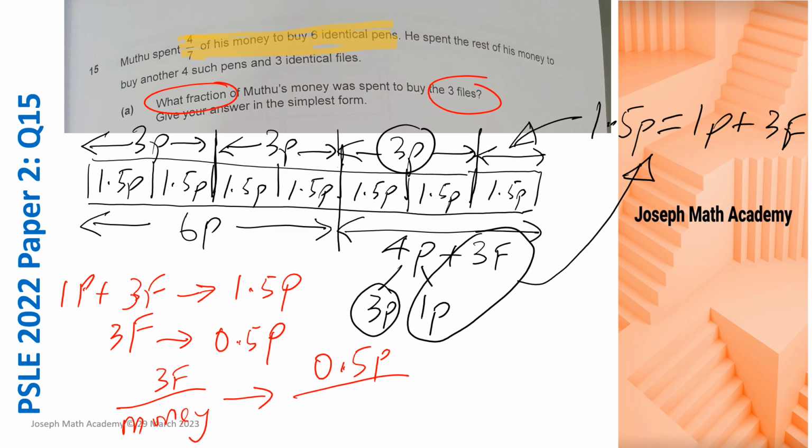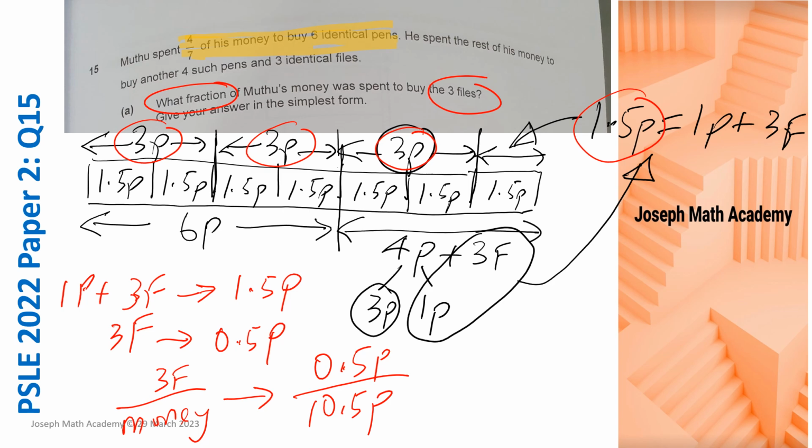And if you look carefully, the overall is 7 units, right? And 7 units is the same as 3 plus 3 plus 3 plus 1.5. So that is 10.5 pens. So 7 units is equivalent to 3 times 3 plus 1.5. So that is 10.5 pens.